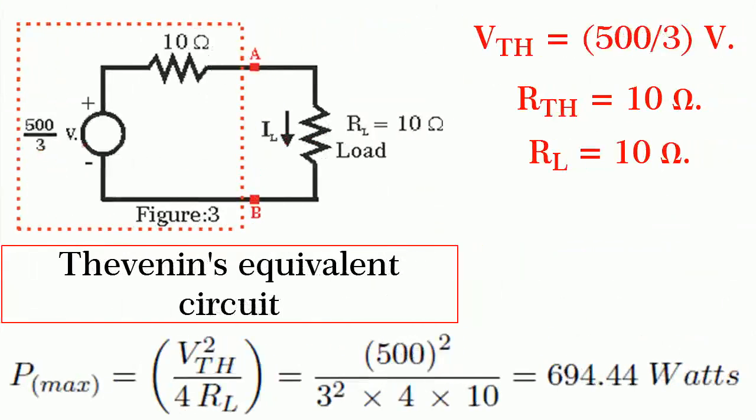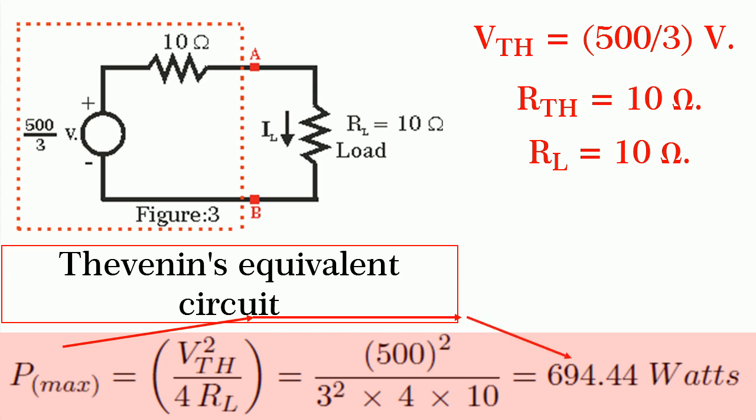We know that maximum power transferred P max is equal to Vs squared divided by 4 times RL, or P max is equal to VThevenin squared divided by 4 times RL. By substituting the values, we get P max is equal to 694.44 watts.